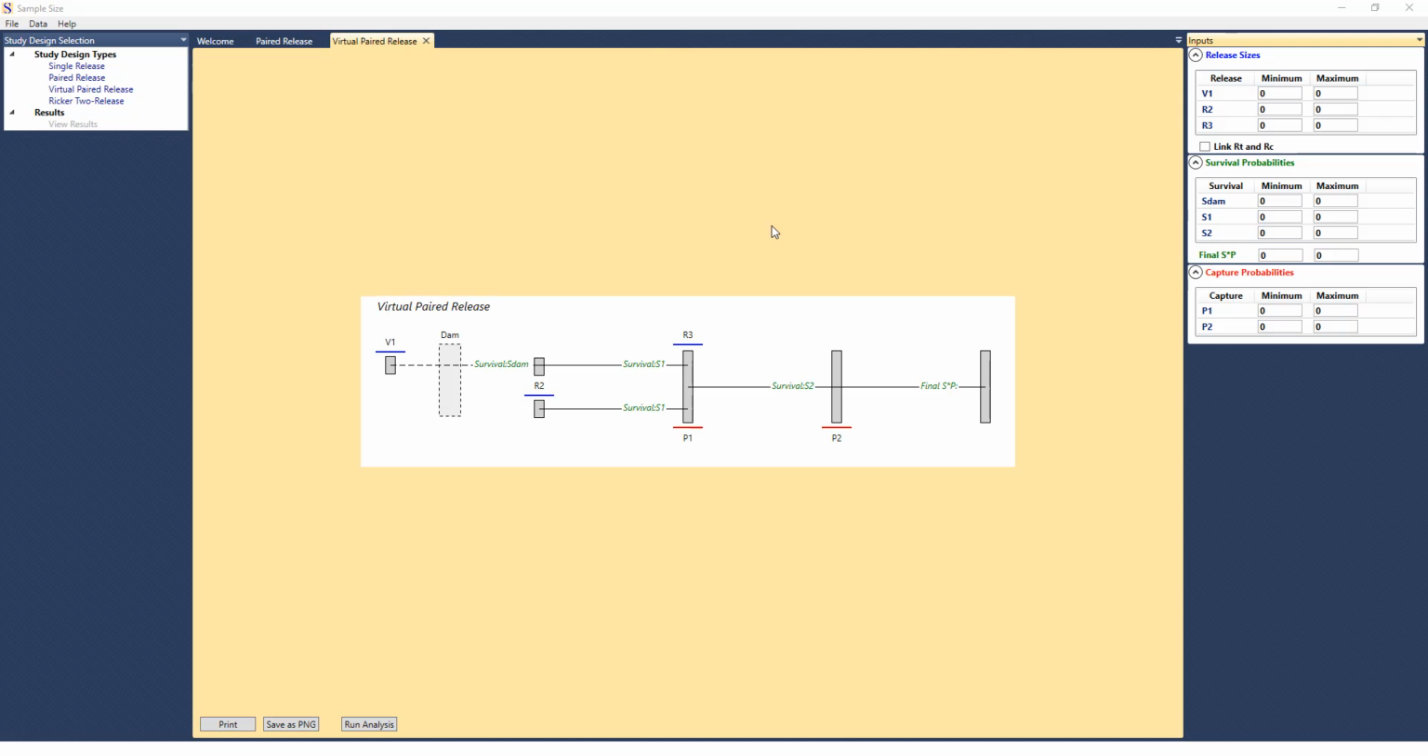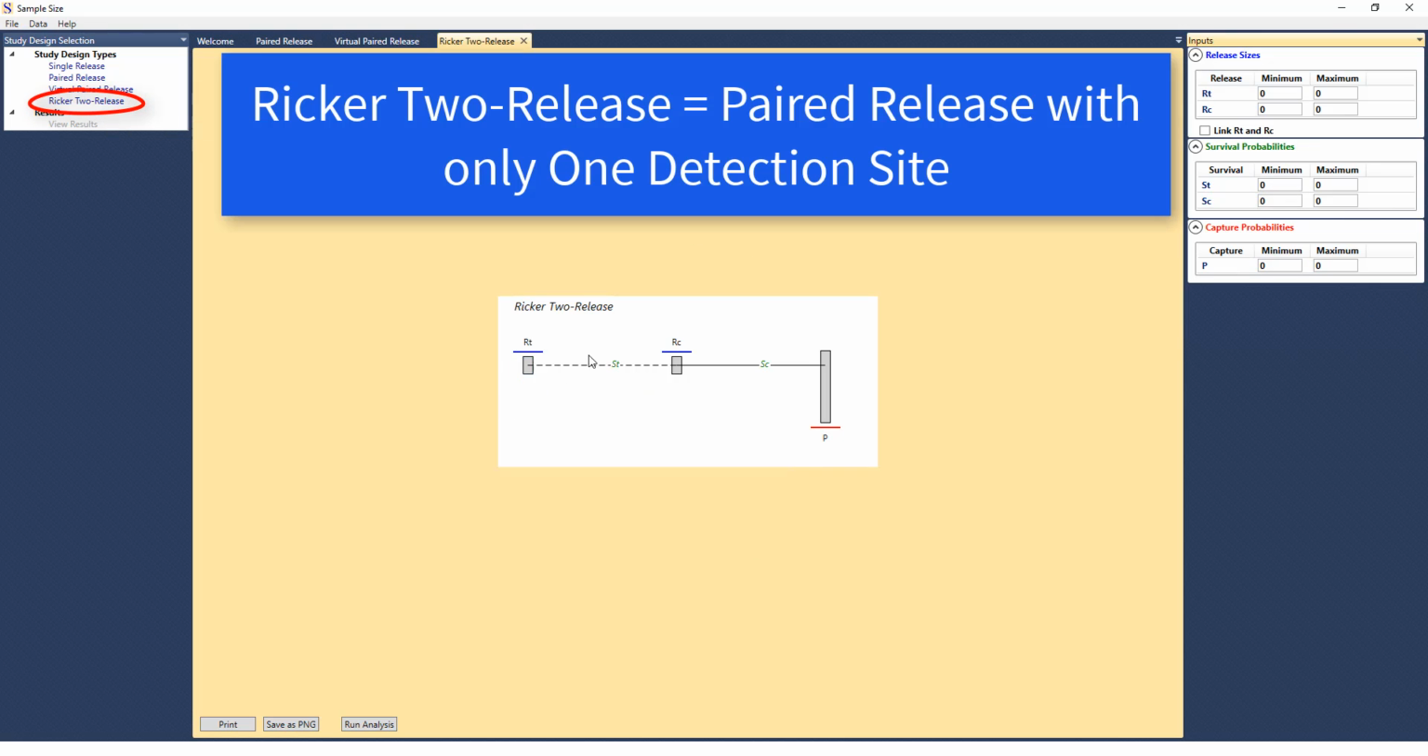Finally, let's go over the RCR2 release design. Click on RCR2. The RCR2 release design is a paired release with only one detection site. This assumes the detection probability at the one site is the same for both release groups, and the ratio of the two group survivals with the treatment survival, release to the control release site.